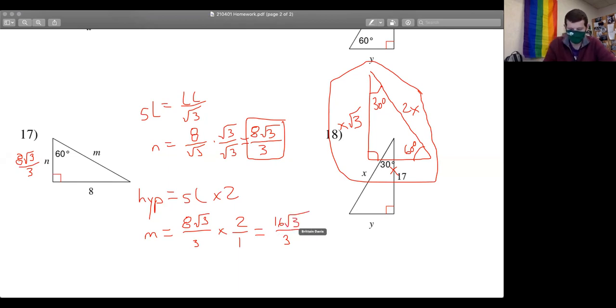The only things that multiply together are the whole numbers. 8 and 2 will multiply to give us 16. That square root of 3 just kind of hangs out. So there it is. We cannot simplify that. So just to make sure that's clear: 16 square root of 3 over 3.